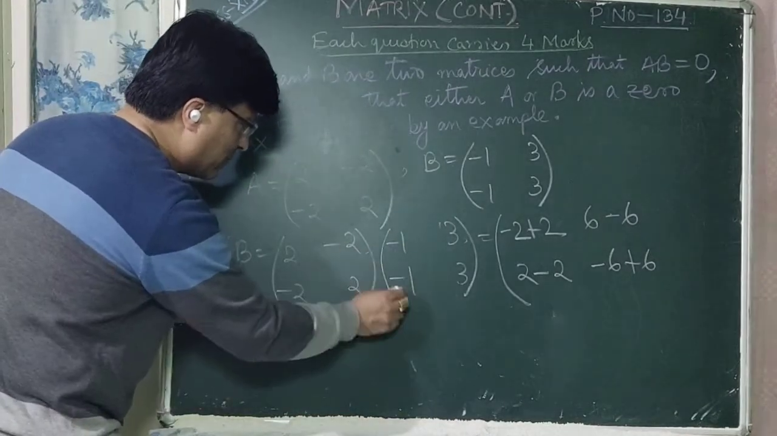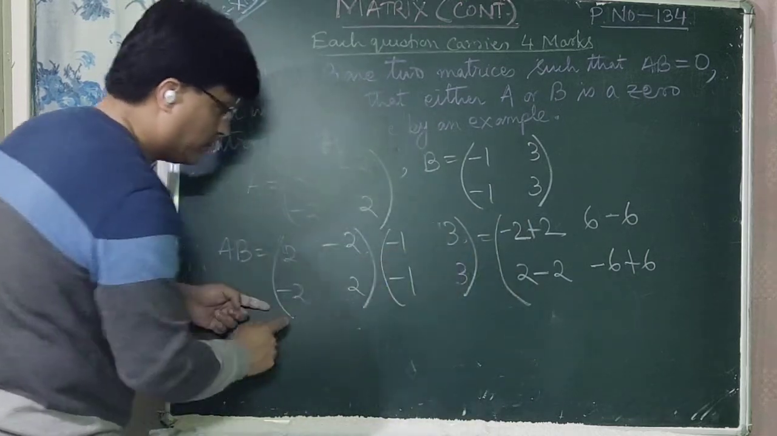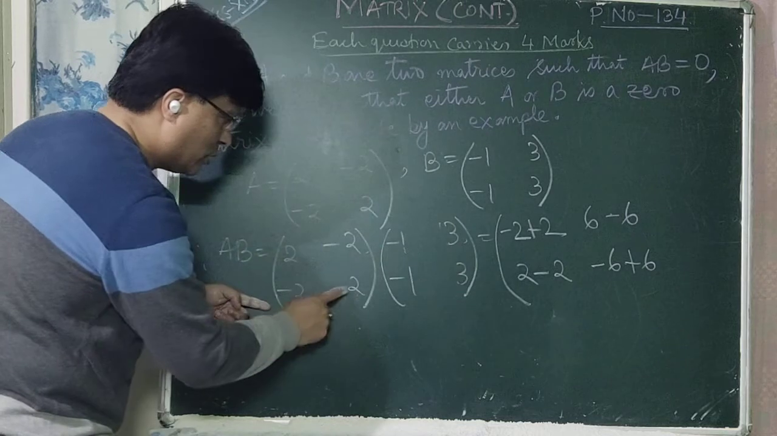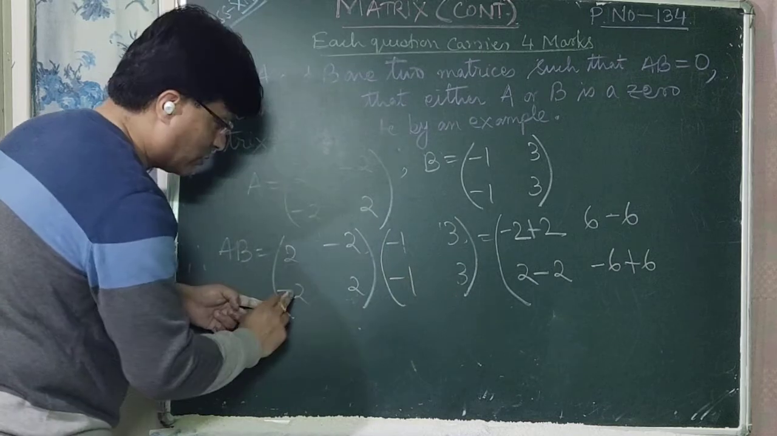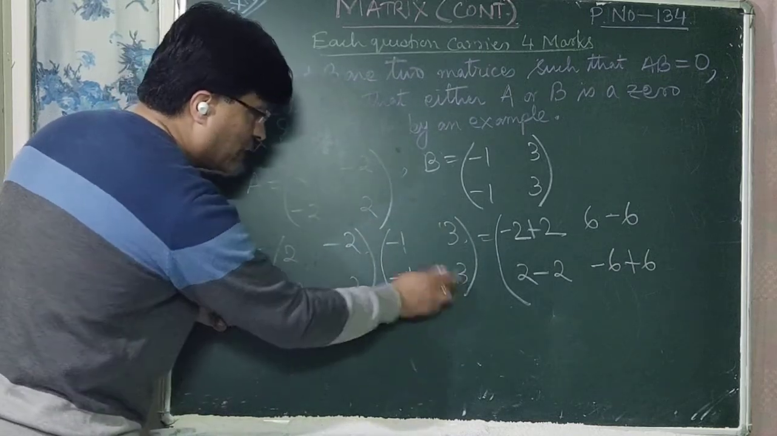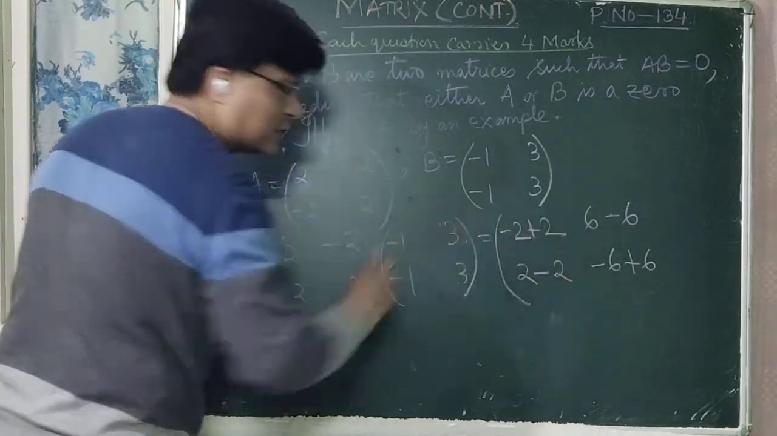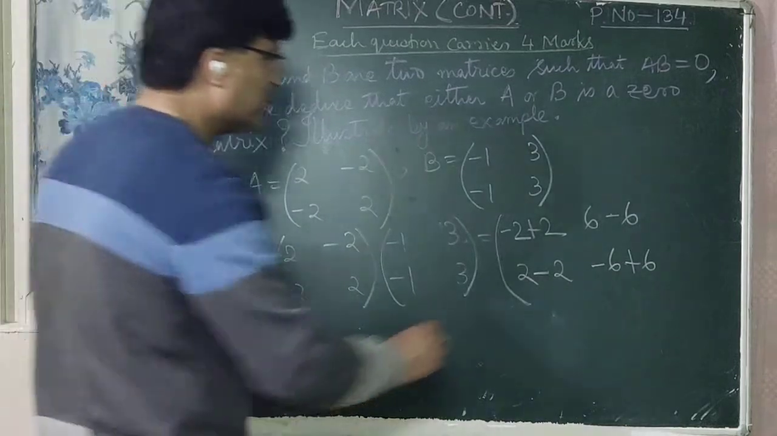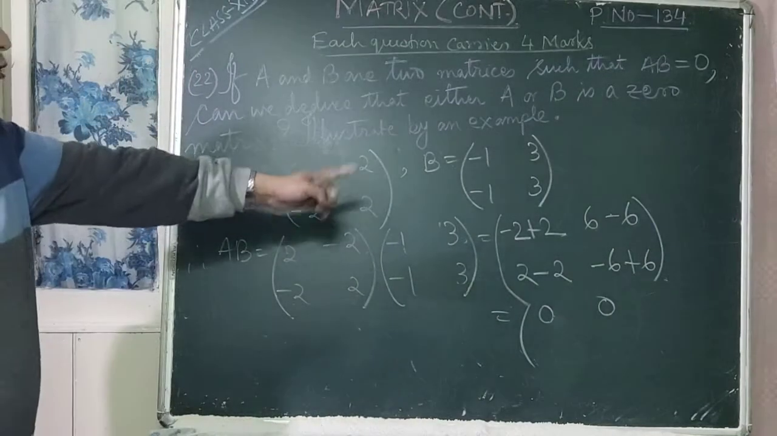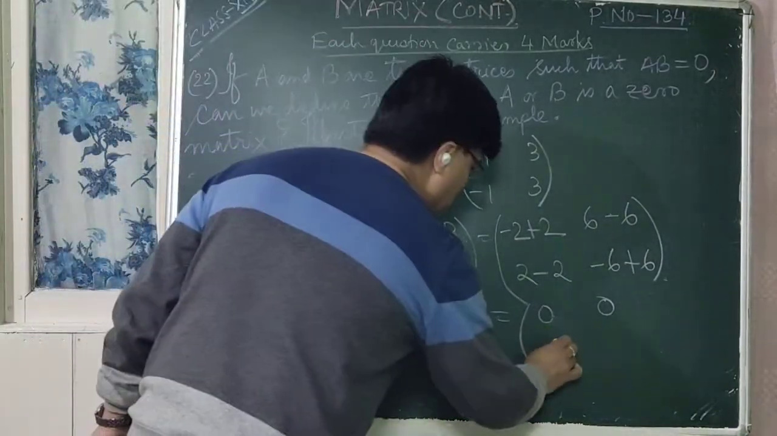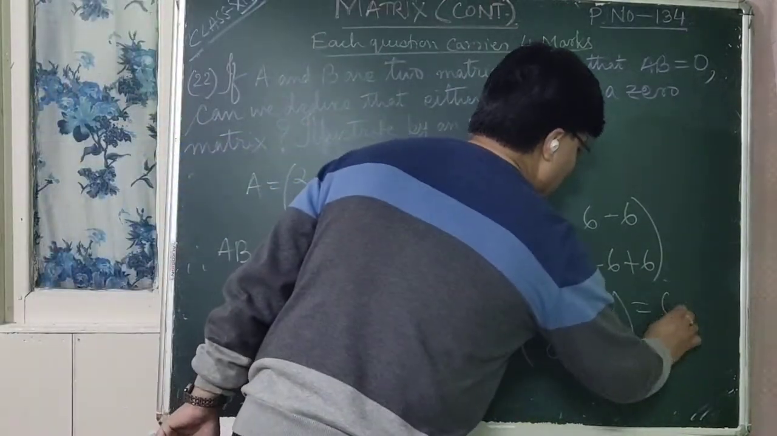Again, let us check it. This second row should be multiplied by the first column. Minus 2 into minus 1, plus 2. 2 into minus 1, minus 2. Again, this second row should be multiplied by the second column. Minus 2 into 3, minus 6, plus 2 into 3 is 6. Right? So you can simplify it. Which is equal to 0, 0. That is minus 2 plus 2, 0. 6 minus 6, 0. This is also 2 minus 2, 0. Minus 6 plus 6 is 0. Which is equal to the null matrix.